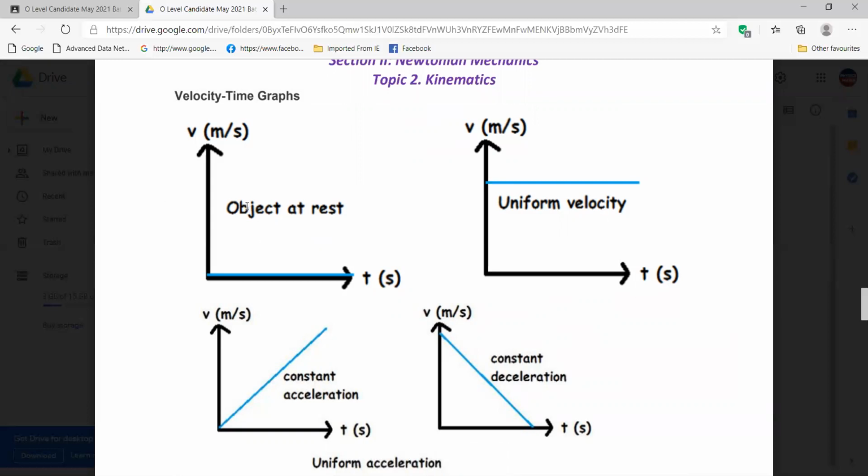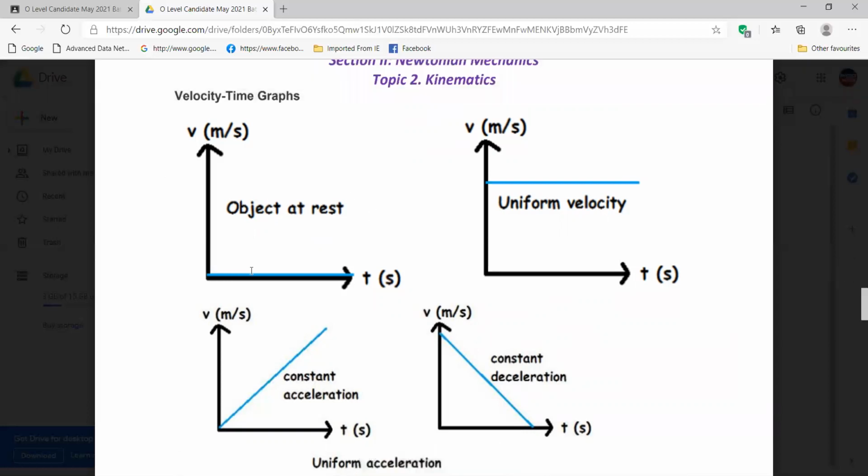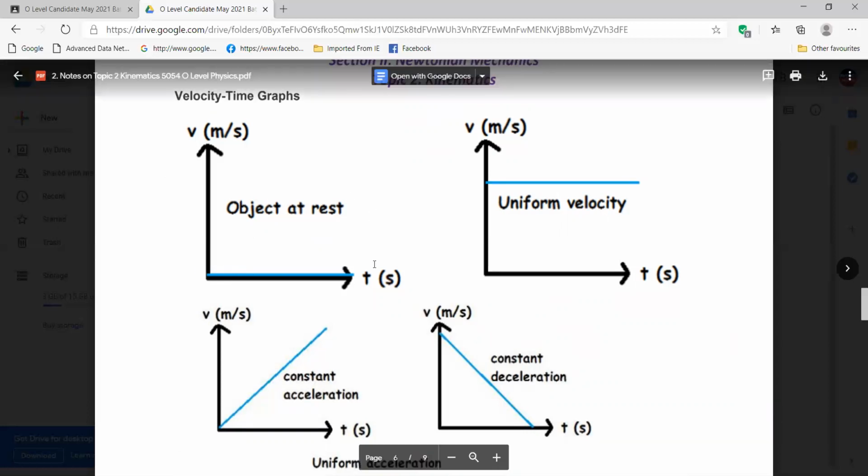Clear to you? Here it is a velocity time graph. If the object is at rest, then the line will go along the time axis, right? That means the velocity is zero.